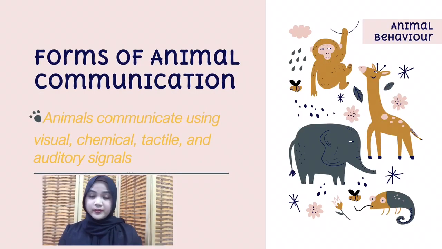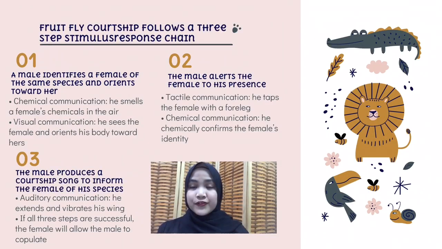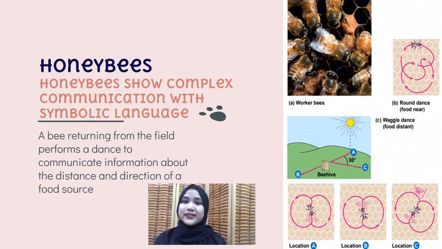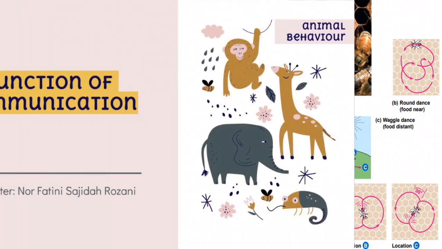There are many forms of animal communication. Animals communicate using visual, chemical, tactile, and auditory signals. Fruit-fly courtship follows a three-step stimulus-response chain. Number one, a male identifies a female of the same species and orients towards her by chemical and visual communication. Second, the male alerts the female to his presence by tactile and chemical communication. Third, the male produces a courtship song to inform the female of the species by auditory communication. An example is a bee returning from the field, which performs a dance to communicate information about the distance and direction of a food source. They do a round dance if the food is near and a waggle dance if the food is far away.